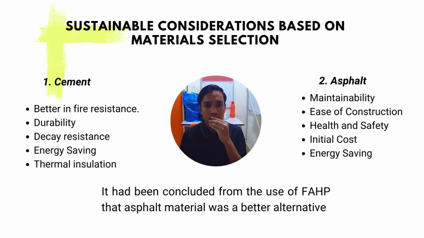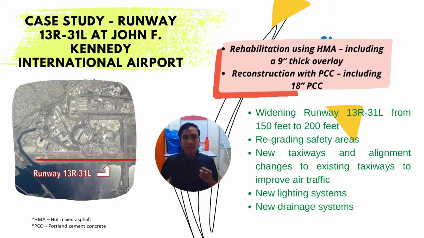Next, for sustainable construction based on material selection. First, we have comparison of cement and asphalt. Cement: better fire resistance, durability, decay resistance, energy saving, and thermal insulation. And asphalt: sustainability, ease of construction, health and safety, initial cost, and energy saving. So it has been concluded from FAHP that asphalt material was better.